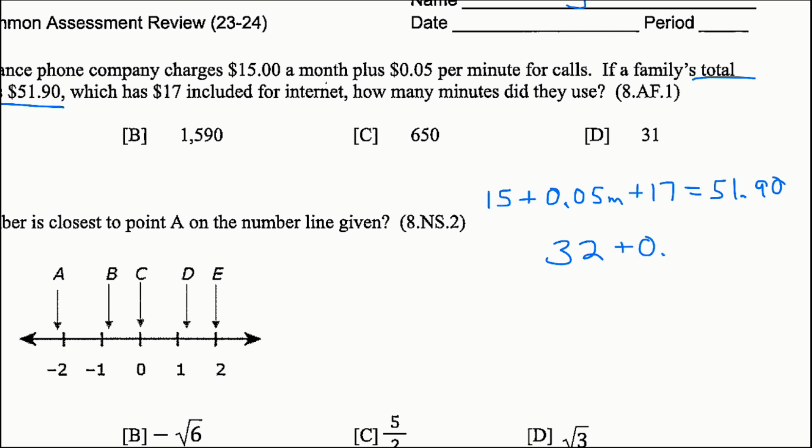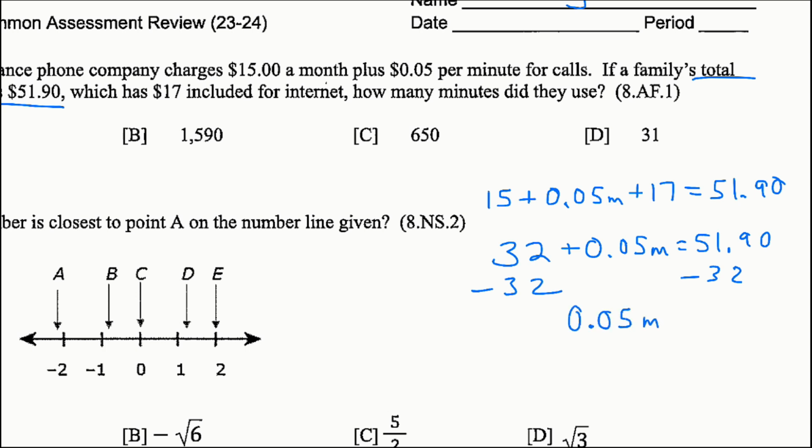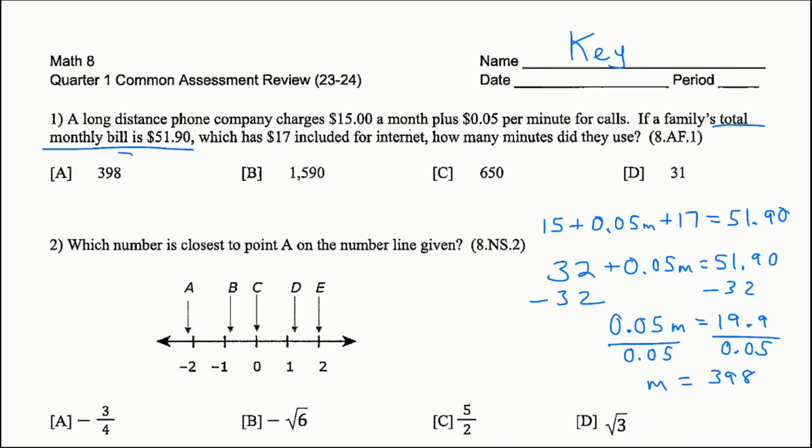From here, I'm going to combine my like terms, 15 and 17, to get 32 plus 0.05m. I'm going to check that. 15 plus 17. Okay, it is 32. 0.05m equals the 51.90. Subtract 32 from both sides. 51.90 minus 32 gives me $19.90. So 0.05m equals 19.9. From there, divide everything by the 0.05 to get 398. Okay, so first one should be A.